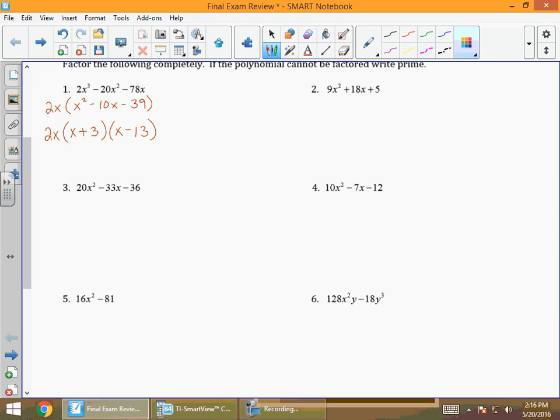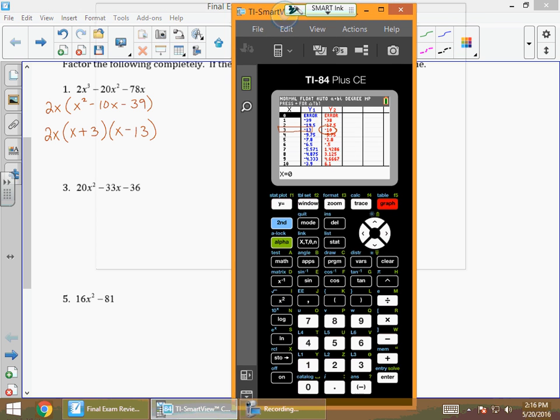As I go to question 2, the first thing I ask myself: look for a GCF. I do not see one. So I'll do a times c is the key. 9 times 5 is 45. And again, if you remember, by hand, we used to write down all the factors of 45. I can do this right in my calculator.